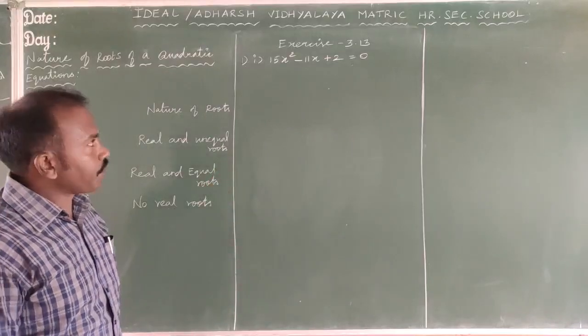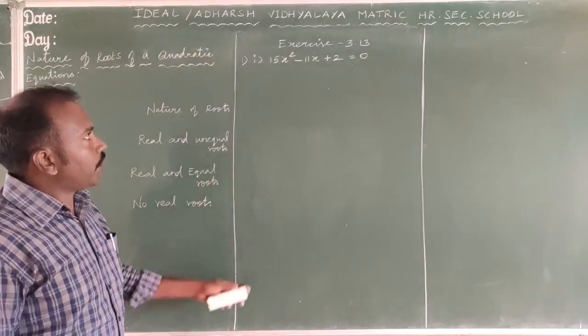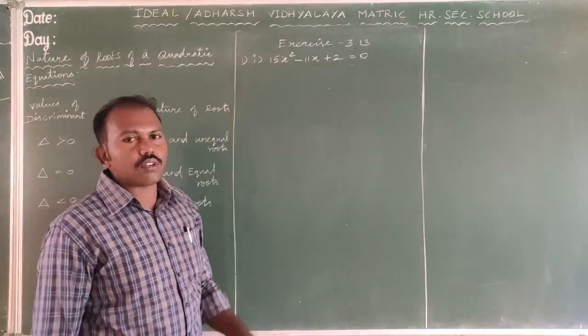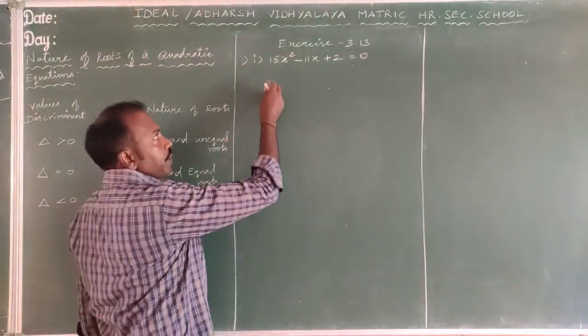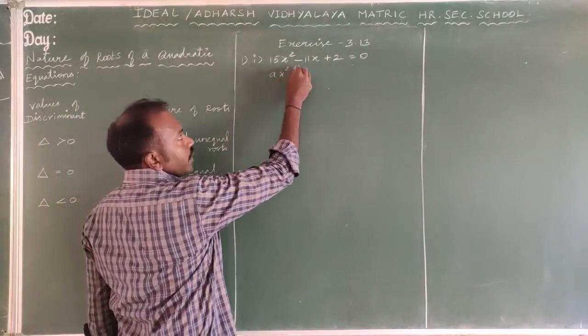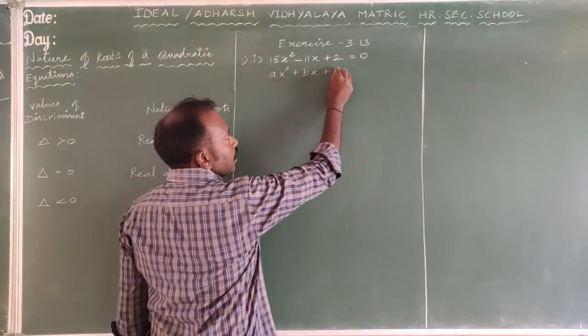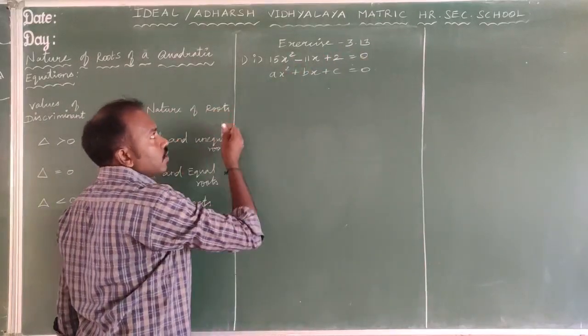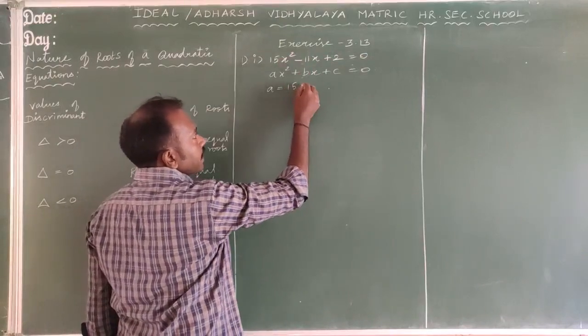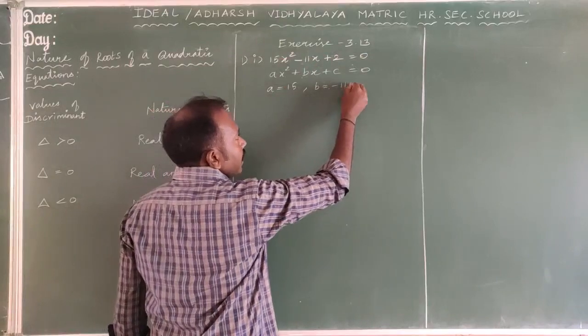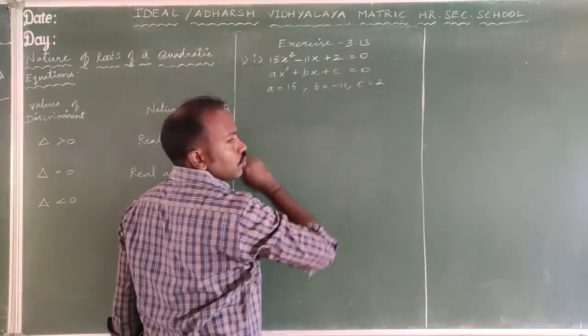First subdivision, 15x square minus 11x plus 2 is equal to 0. The given quadratic equation is comparing with ax square plus bx plus c is equal to 0. Here a is equal to 15. Then b is equal to minus 11 and c is equal to 2.